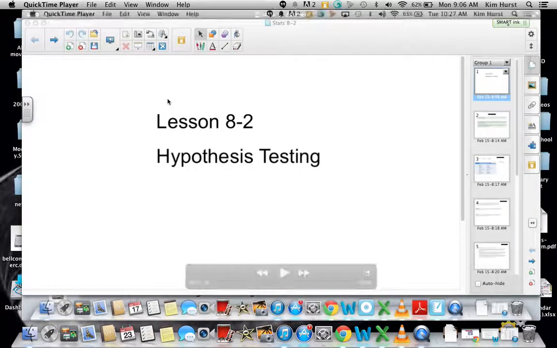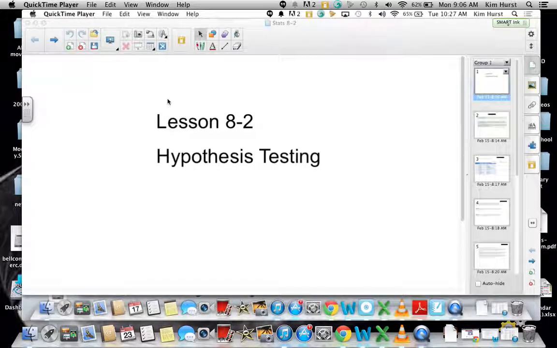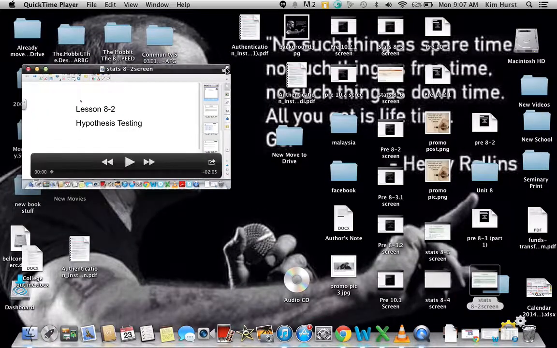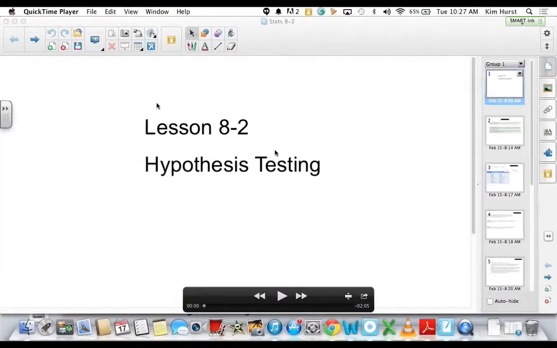So this lesson is going to be a lot of conceptual stuff. The notes aren't huge, but I would recommend that you write down some of the definitions and things like that.